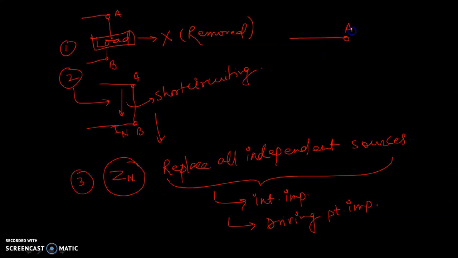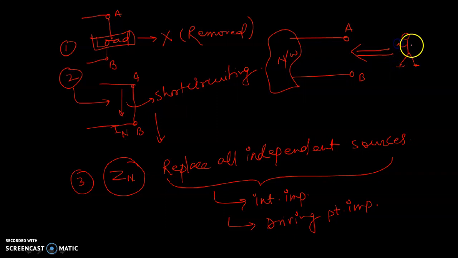This is your load terminal A, this is your load terminal B, this is your network. So we are seeing the circuit from here. Assume yourself you are standing here and you are seeing the circuit from here. So how will the circuit behave electrically when you are seeing from this side?